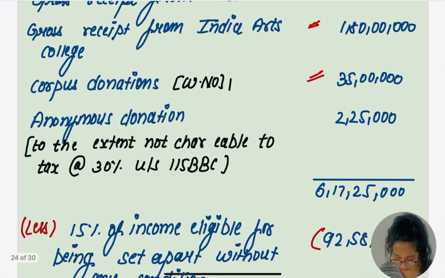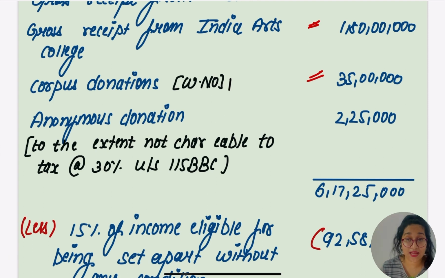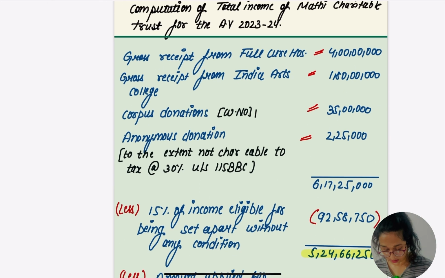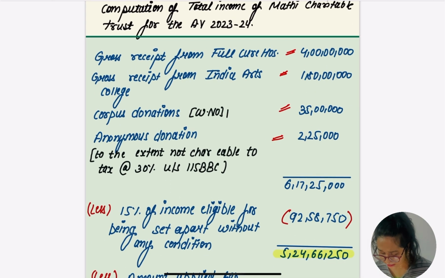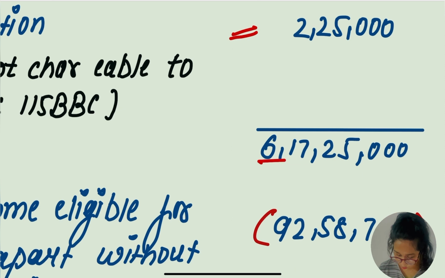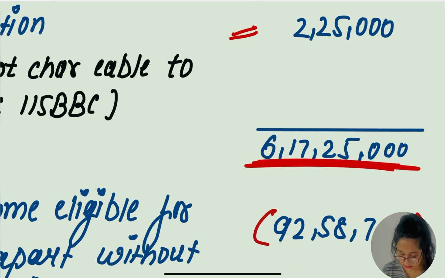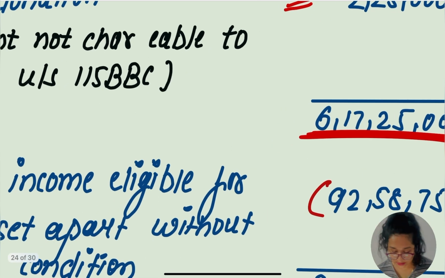Where? Let's go and check. Here is the 2,25,000. Remember, the deduction amount, whichever is higher among them, is deducted from the total amount of anonymous donation. So that deducted amount, 2,25,000, is going to be added back here. Let's add back and find out. So we have this amount, 6,17,25,000.